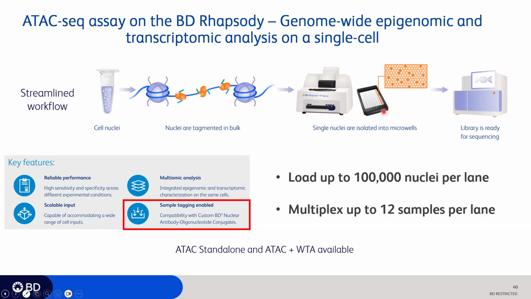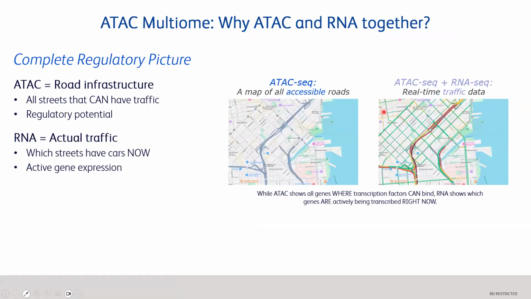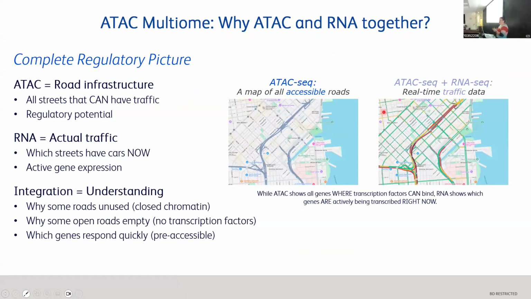For this assay, we can load up to 1,000 nuclei per lane, and we have options for multiplexing, which means we can tag nuclei from individual samples and put them in one run together, lowering your reagent costs. We also offer our ATAC multiome assay, which is ATAC-seq with mRNA expression at the same time.